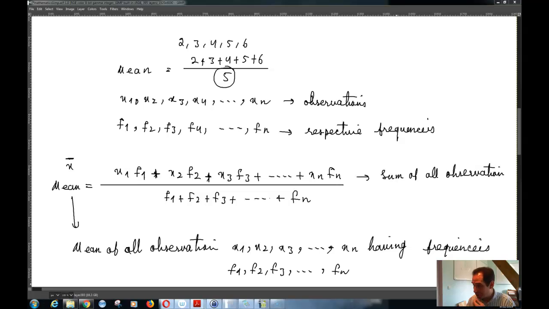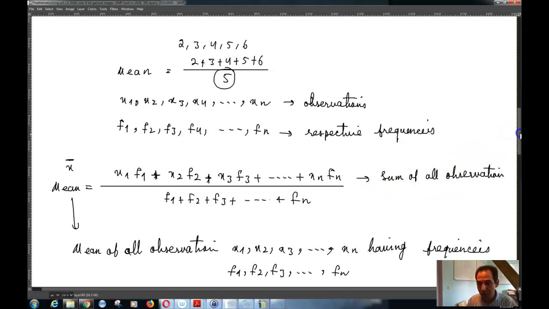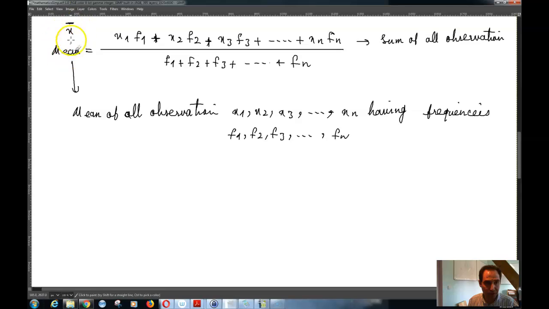Now we can of course use the sigma notation in order to make things simpler, meaning that instead of this long formula, I can write x bar is equal to, instead of x1 f1, x2 f2, x3 f3 all added together, sigma x of i, f of i, as i goes from 1 to n. So this notation here has the exact same meaning as this expression up here.